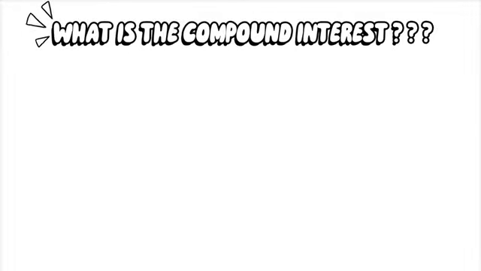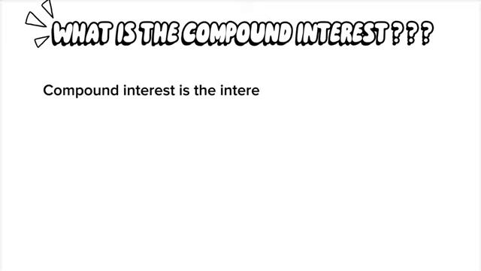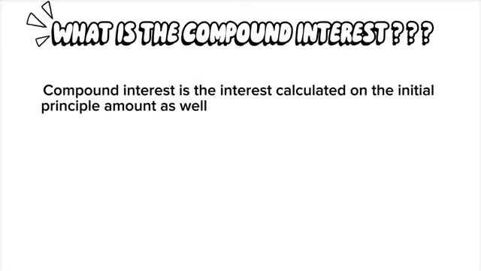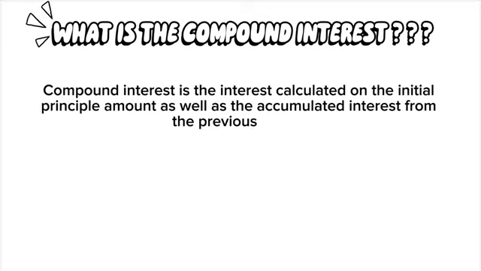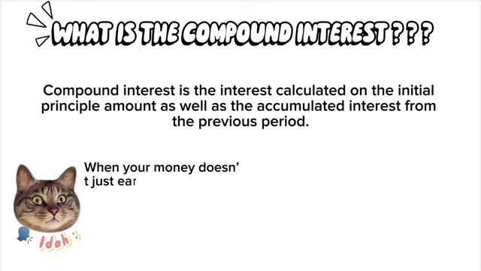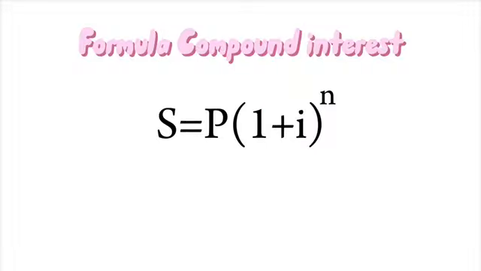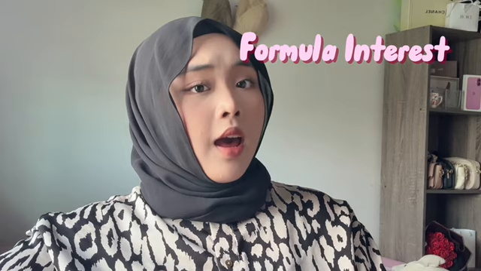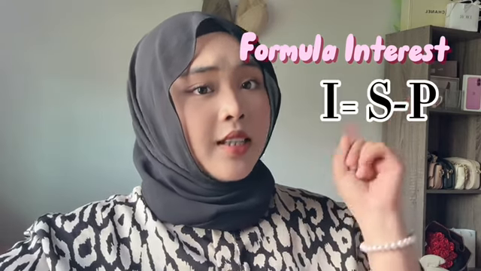Guys, do you know what compound interest is? Compound interest is the interest calculated on the initial principal amount as well as the accumulated interest from the previous period. It's actually a super cool money concept, when your money doesn't just earn interest on the original amount you save, but also on the interest you have already earned. So the formula for compound interest is S = P(1 + i)^n. And the formula for the interest is this.